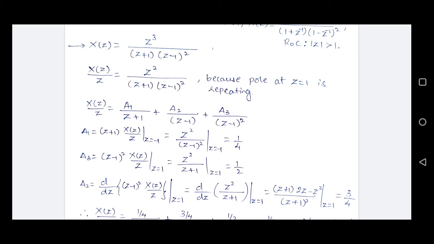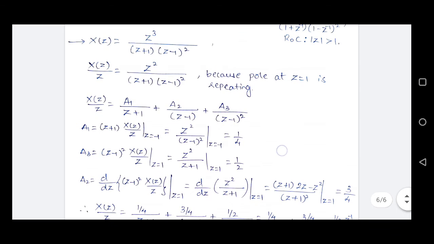X of Z divided by Z equals to first residue A1 will be assigned to a distinct pole, which is Z plus 1, plus A2. Second residue will be applied to the repetition Z minus 1, plus A3. Third residue will be applied to the repeated pole Z minus 1 whole square. To find A1, A2, A3, A1 will be obtained by multiplying the pole associated with it, that is Z plus 1, to X of Z divided by Z, where Z will be equals to minus 1. Simplifying this, we will get 1 by 4.